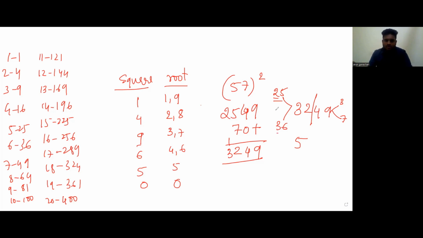32 is closer to 25 or 36? 36. It is closer to 36, sir. So I'll take my last digit as 7. Understanding the trick here? I am teaching you both tricks here: finding the square as well as finding the square root.